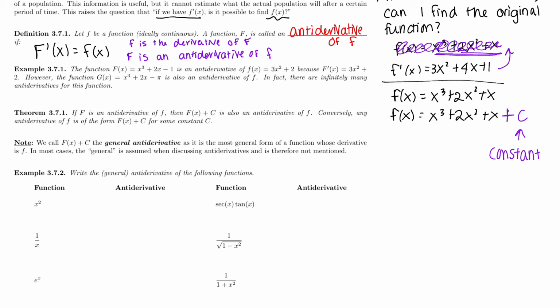The plus c is really important because otherwise you're saying that this is the only function whose derivative you can take to get this function right here. And that's not the case. You could add any constant at the end and it changes it.